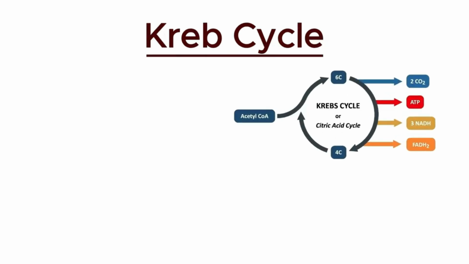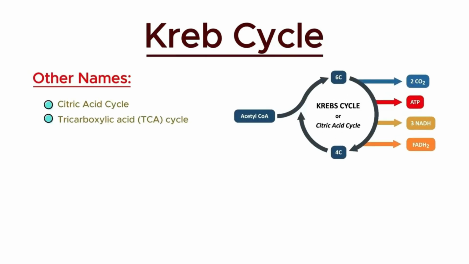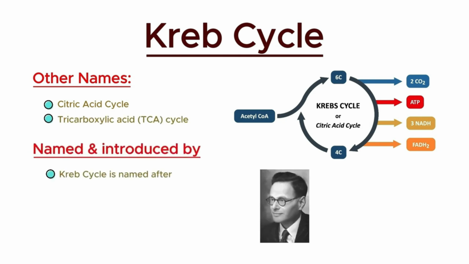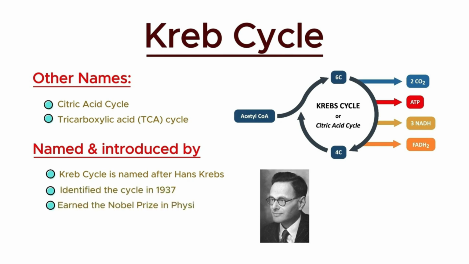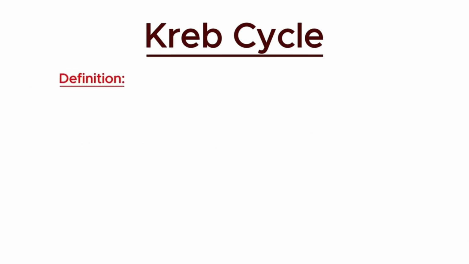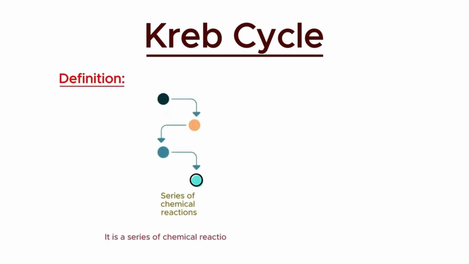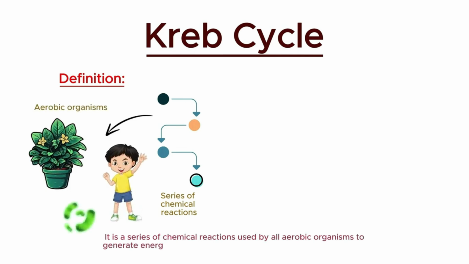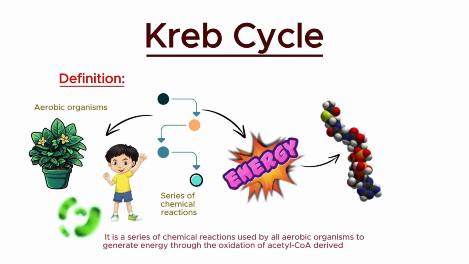The Krebs cycle, also known as the citric acid cycle or the tricarboxylic acid cycle, is named after Hans Krebs, who identified its steps in the 1930s. Hans Krebs first identified the cycle in 1937, earning the Nobel Prize in Physiology or Medicine in 1953. It is a series of chemical reactions used by all aerobic organisms to generate energy through the oxidation of acetyl-CoA derived from carbohydrates, fats, and proteins.